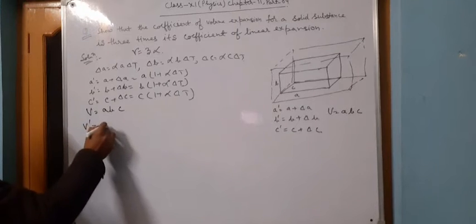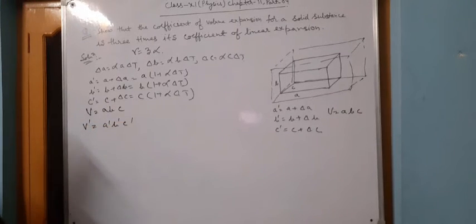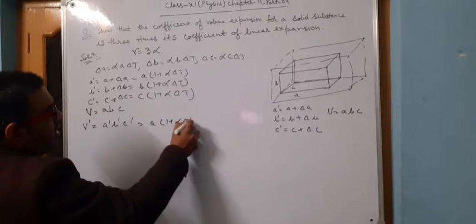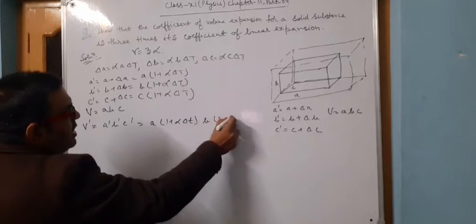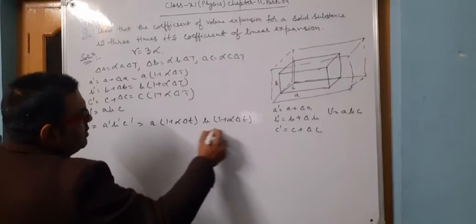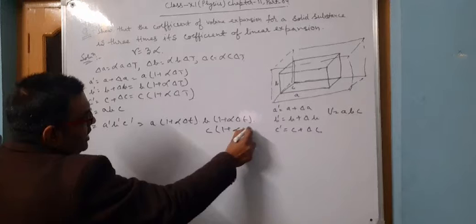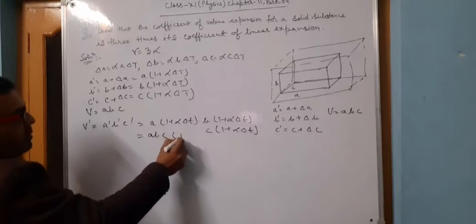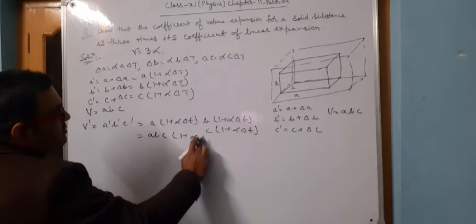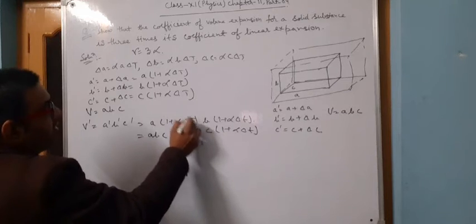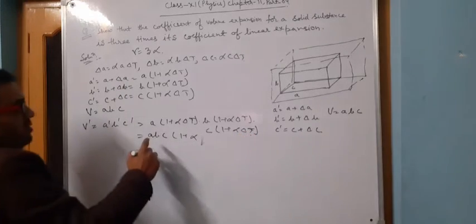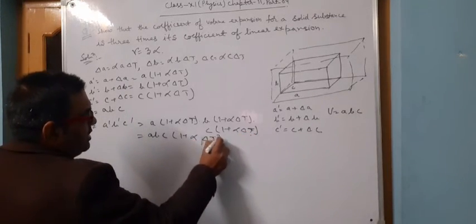Now V dash can be written as A dash, B dash and C dash. On multiplying, A into 1 plus alpha delta T, into B into 1 plus alpha delta T, into C into 1 plus alpha delta T. And we can write it as ABC into 1 plus alpha delta T, whole cube, where this is capital T because we have mentioned it there.